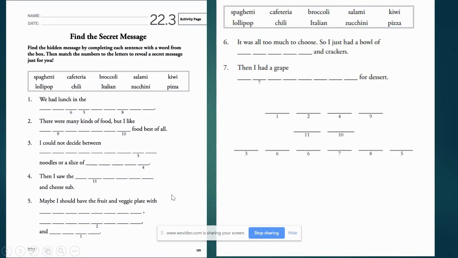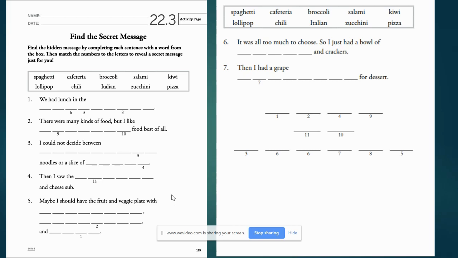Now, let's look at the directions for page 22.3. You can turn to that page now, and I'll give you about 5 seconds. The directions here say to find the hidden message by completing each sentence with a word from the box. Then match the numbers to the letters to reveal a secret message just for you. We can do number 1 together.